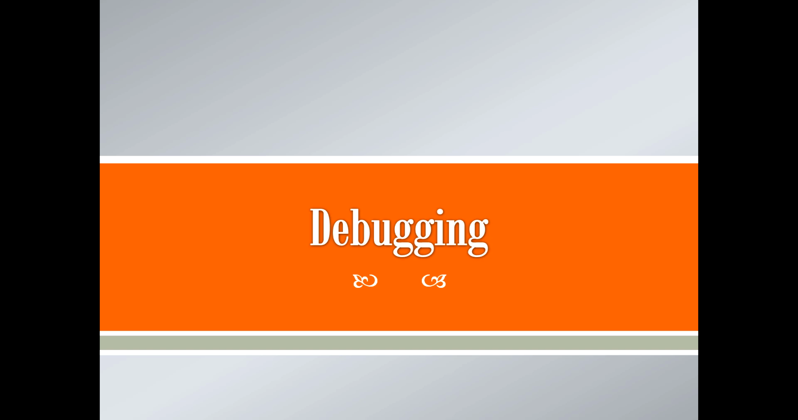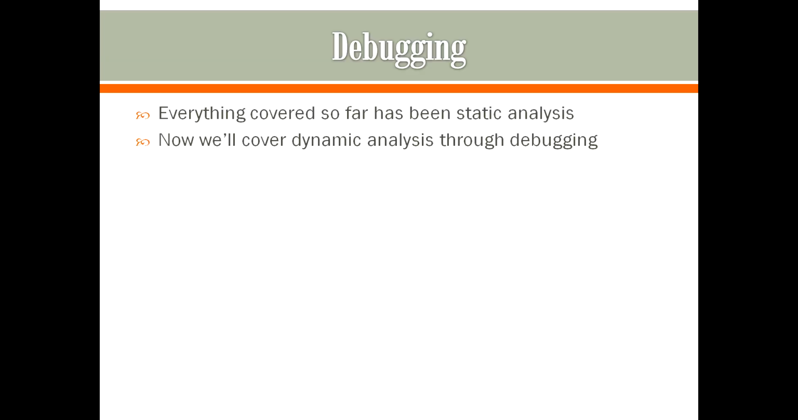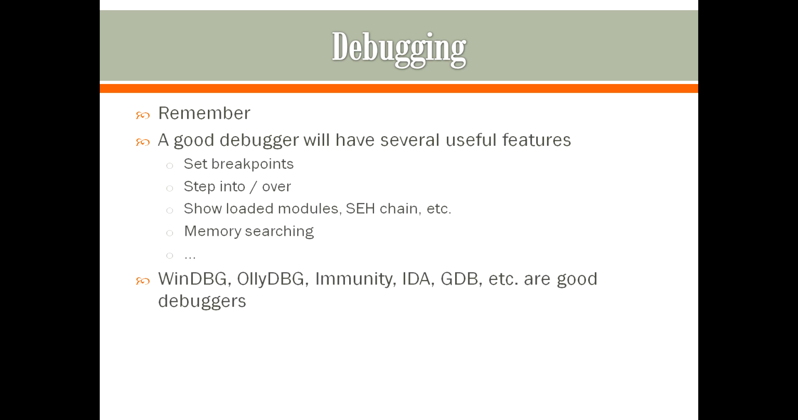Now, let's dive into debugging. We finished covering static analysis, so we'll begin exploring dynamic analysis through debugging. There are common features you will want to utilize when debugging a binary, such as setting breakpoints, stepping into or over instructions, showing loaded modules, the SEH chain, and even memory searching. Common debuggers used for dynamic analysis include WinDbg, OllyDbg, Immunity Debugger, GDB, and even IDA's debugger.